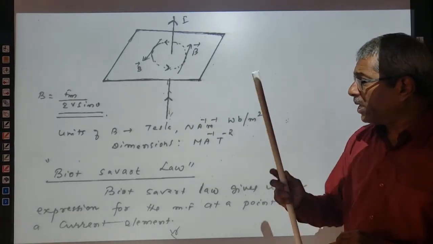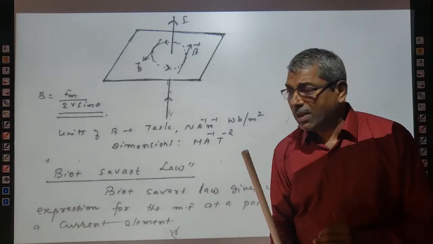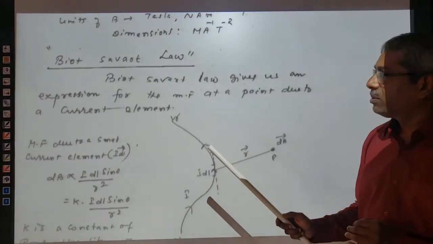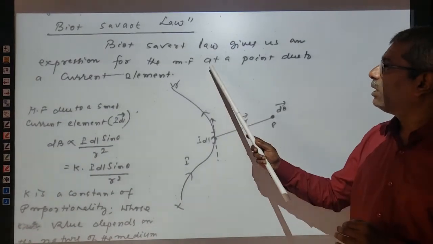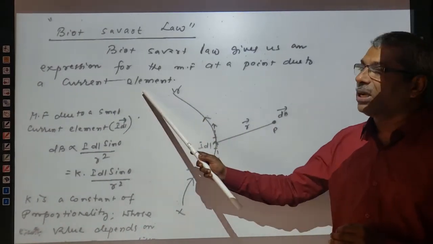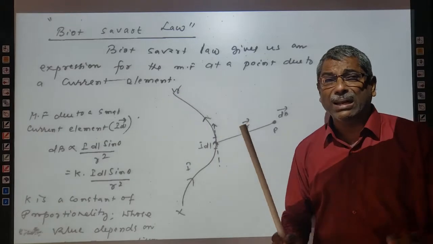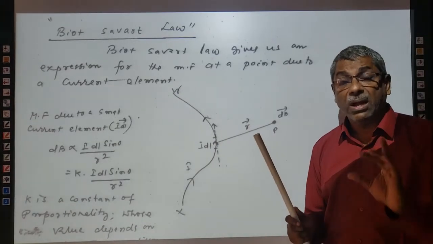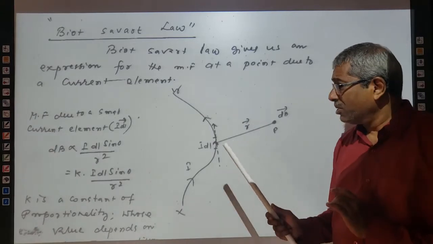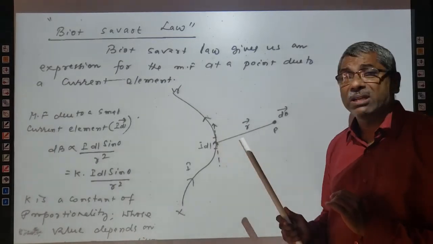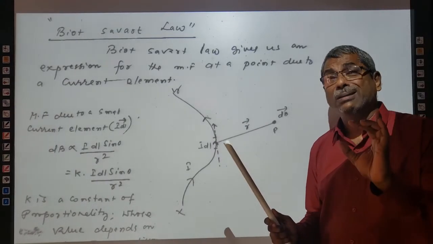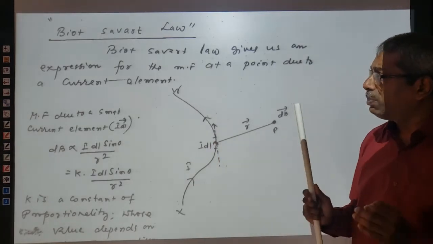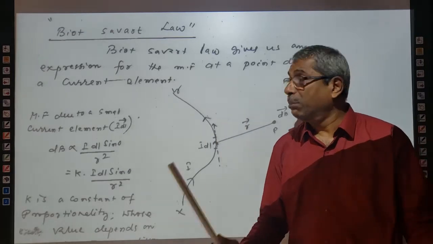Now we are going to explain Biot-Savart law. Biot-Savart's law gives us an expression for the magnetic field at a point due to a current element. What is a current element? A current element is a small part of a current carrying conductor carrying a current. See, this part has a length dl that carries current, and that is what is called a current element. This law chiefly works on the principle of current element.